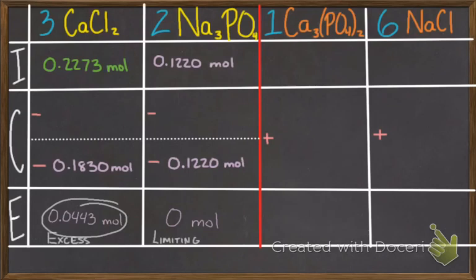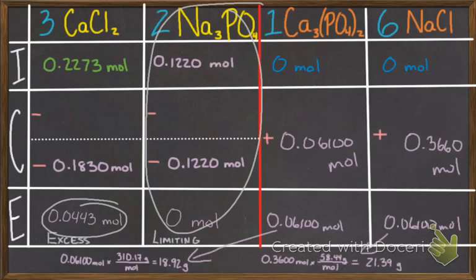We use the column for our limiting reagent in order to determine the remainder of our calculations. So we'll use the 0.1220 moles to calculate out calcium phosphate and sodium chloride. You should be able to do this on your own by now, because at this point it's just regular stoichiometry. So again, focus on this column and then do the rest of the calculations. Pause the video, and then this will be a quick way for you to check yourself and make sure that you're correct. Alright, and we produce calcium phosphate of 18.92 grams and 21.39 grams of sodium chloride.